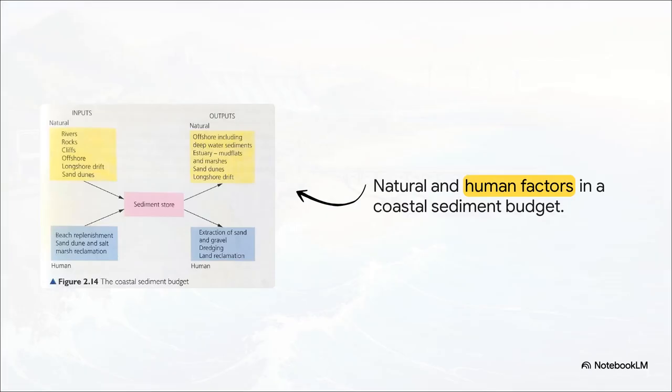Zooming in on those specific inputs and outputs, we really need to categorize them into natural versus human factors. On the input side, nature is providing sediment through things like rivers, cliff erosion, and offshore transport. But humans, we also artificially pump up the budget through beach replenishment and land reclamation. Now, on the output side, nature removes sediment by washing it out into deep water or into estuaries. Meanwhile, humans are out there extracting sand and gravel through dredging. So it's this constant, relentless tug of war between natural forces and human activity.